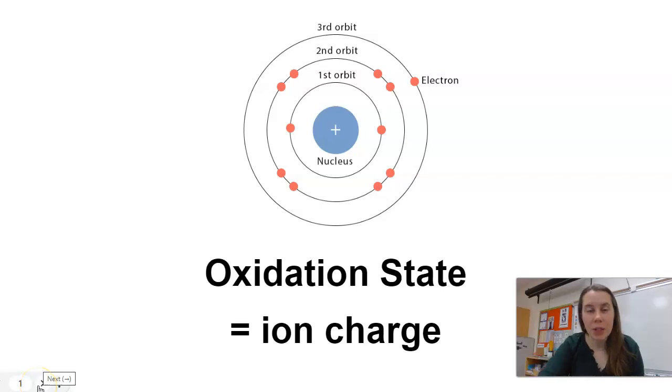Hello, today we're going to be talking about oxidation state, and that's really just another way of saying the charge that an ion is going to have. So if you remember from when we did atomic symbols, an ion is similar to an atom, except the number of electrons doesn't equal the number of protons, so it will have a charge.